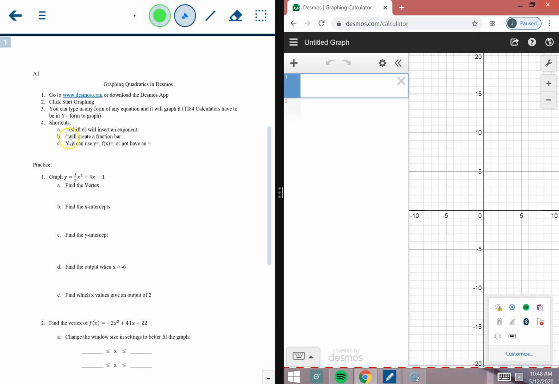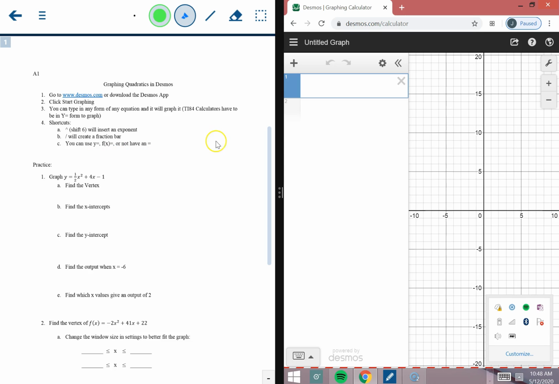And then there's a couple shortcuts we're going to be using. I call it the caret, but it's shift 6. That'll insert an exponent. If you want a fraction, you just do the slash bar. So like 1/2 will automatically write it as 1/2. And you could put y equals, you could put f of x equals, you could put whatever variable equals, or you don't have to have an equals at all. You could just type x plus 2, and it'll graph the line x plus 2.